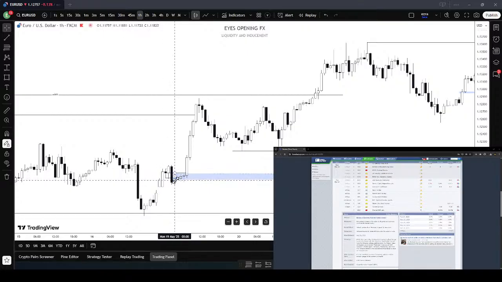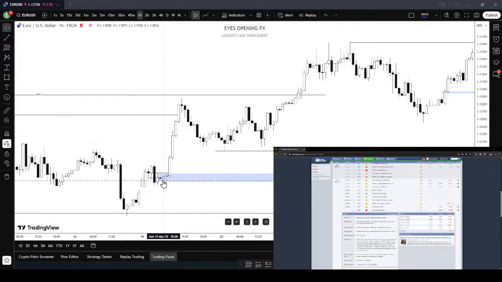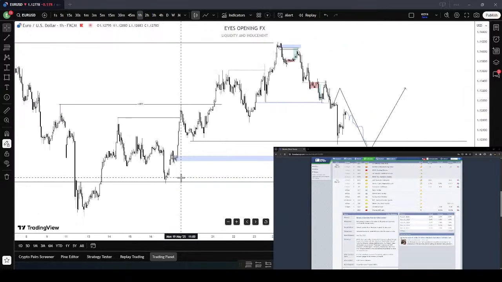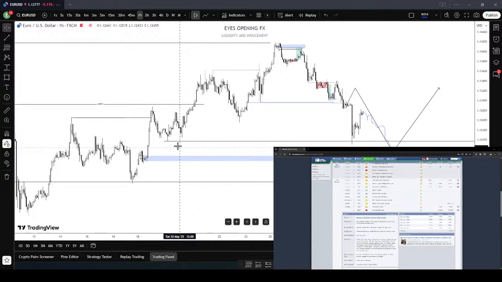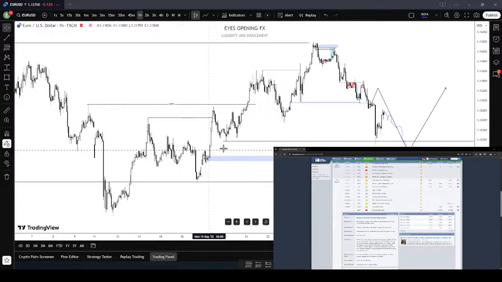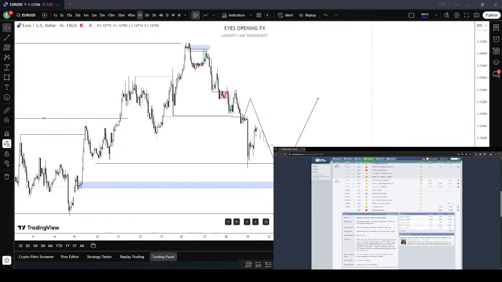So this shows a clear area of interest that you can refine as your POI. Right? If this level is not here, I would have picked this imbalance within this range. But this will be my refined point of interest. If I even want to take it down further, I can go to 5 minutes or 15 minutes to refine this zone. So this will be my major zone.